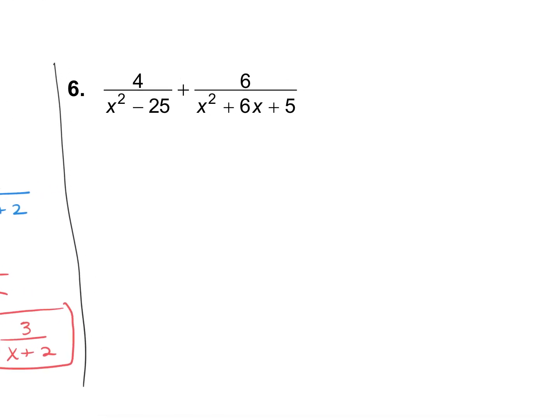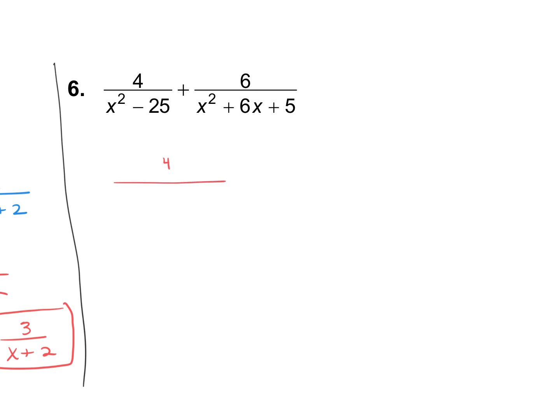Okay, number 6. So we are adding fractions. We need a common denominator. Right now, we know they're not the same. As I look at them, those are not the same. But maybe they have some common parts. Let's look at these denominators in factored form and see how it looks. So the first fraction, we have our 4 over x squared minus 25.